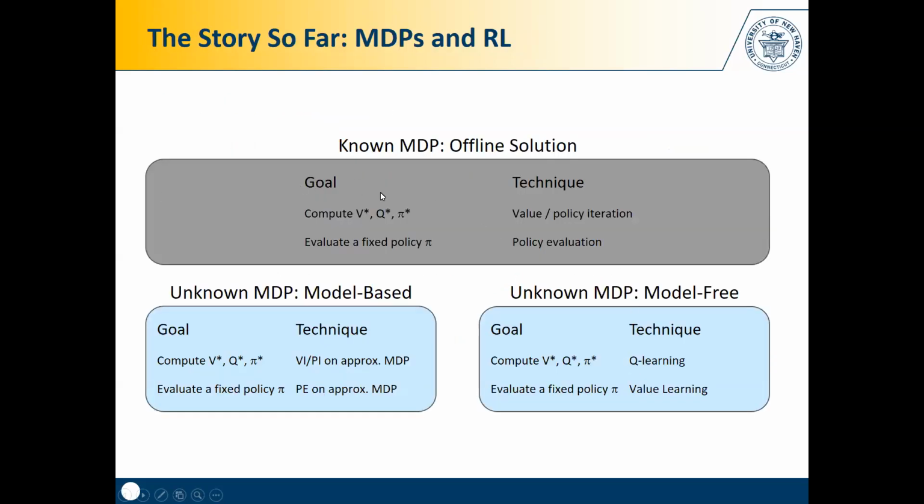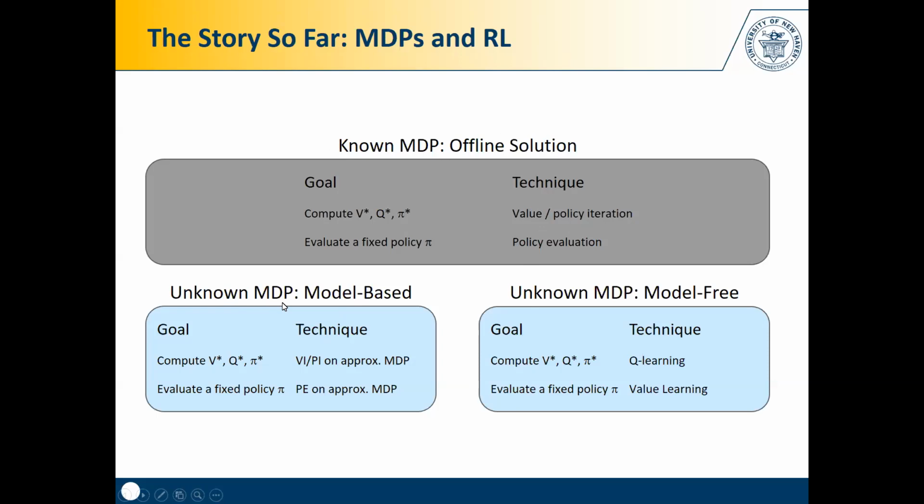So here's a quick summary. For known MDP, which means we know T and R, we know the dynamics and the reward function, we are looking at a class of techniques called offline solutions. If the goal is to compute the optimal value or Q value or optimal policy, the technique we can use is value or policy iteration. If we want to evaluate a fixed policy when we're dealing with a known MDP, we use policy evaluation.